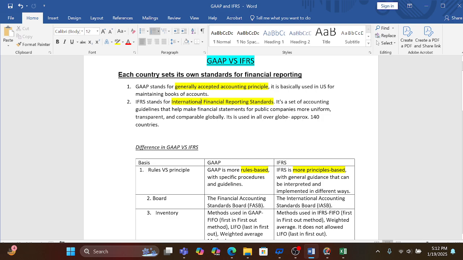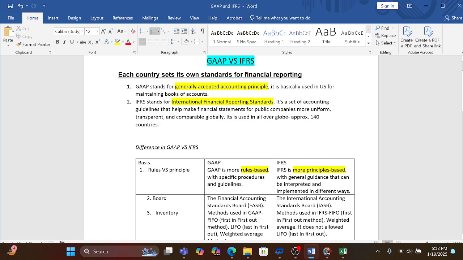GAAP means generally accepted accounting principles, and it is used in the US for maintaining the books of accounts, and IFRS is used all over the globe. Approximately 140 countries are following IFRS. So I can say IFRS is used on a global basis, but US GAAP is based only on the US.